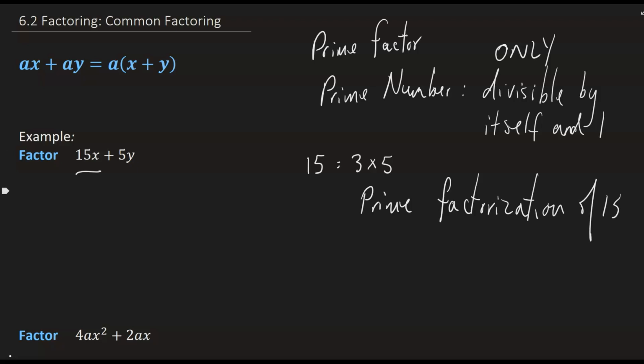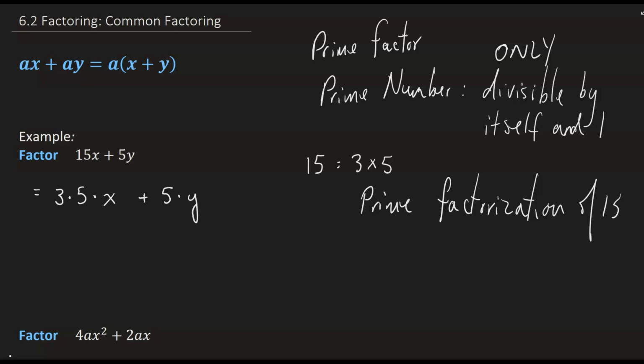And so therefore, if we take a look at this right up here, 15x can be rewritten as 3 times 5 times x, plus, now 5, if I do a prime factorization of 5, it's just 5, right? So this is 5 times y.